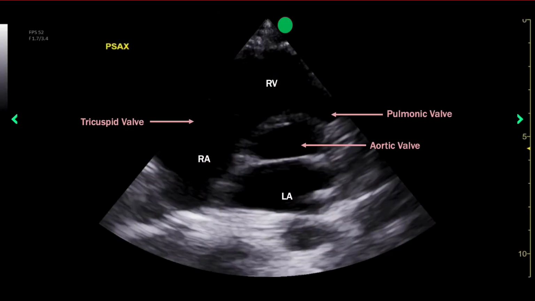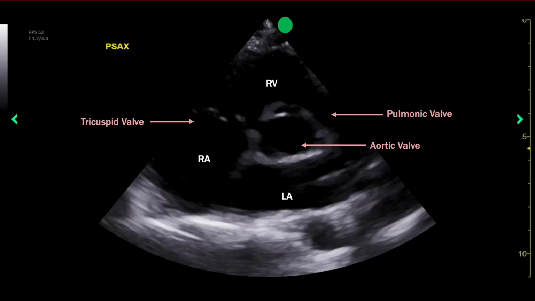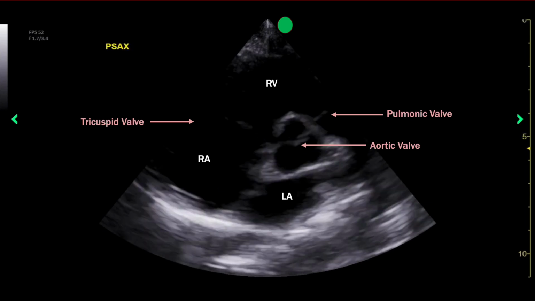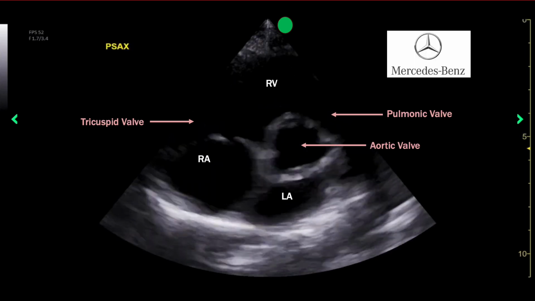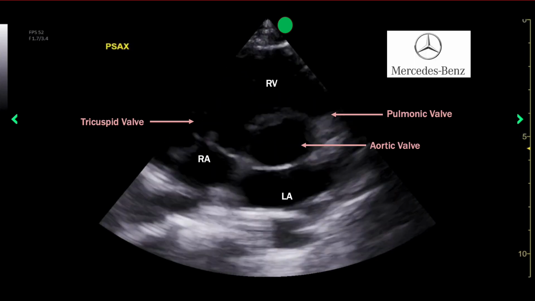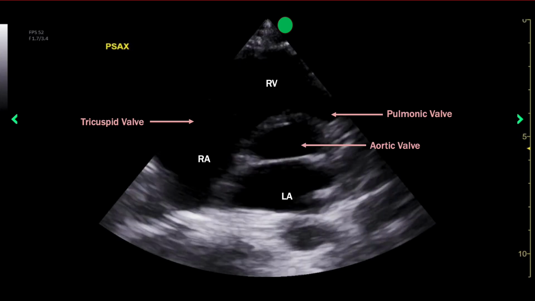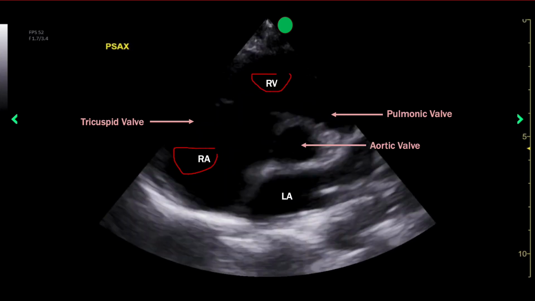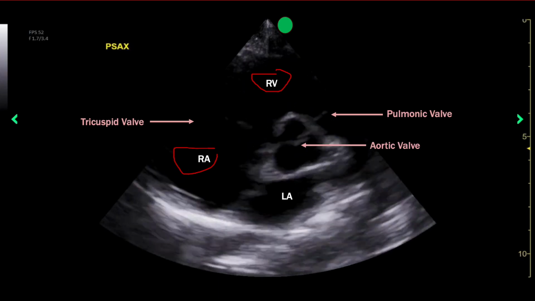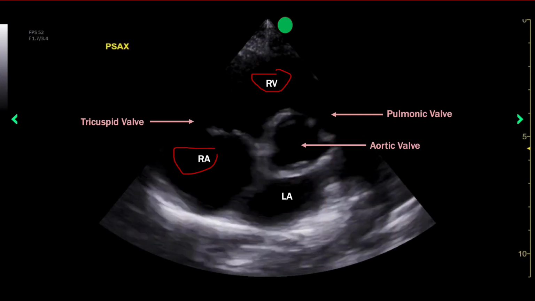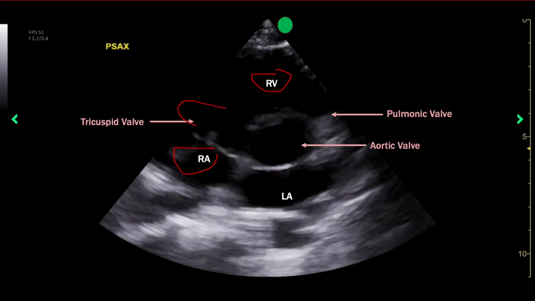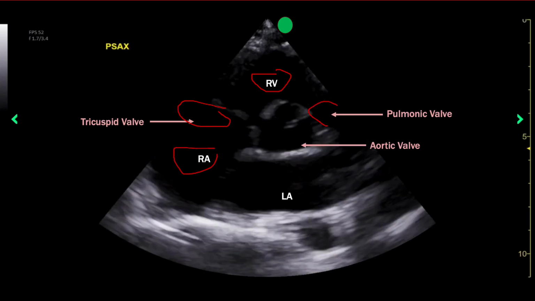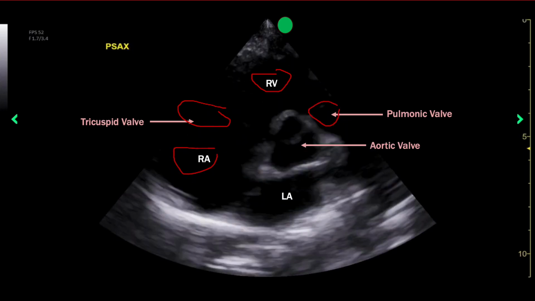Here we have the last level that we're going to be discussing for the parasternal short axis, which is the aortic valve level, or the Mercedes-Benz view. In this particular view, we're going to have the opportunity to look at the right atrium and the right ventricle to determine their sizes and function. In between the two, we can also see the tricuspid valve, as well as catch a little glance over here of the pulmonic valve, and we can also look for abnormalities of those.